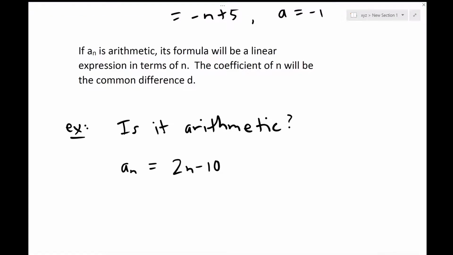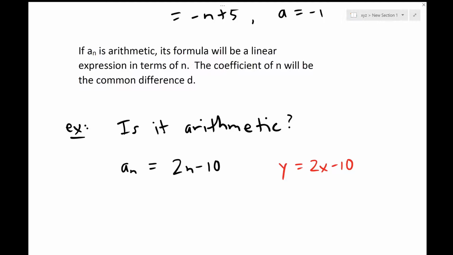So in order to recognize whether or not it's linear, you can think of this in terms of ordinary x, y notation. Just thinking of the a sub n as y and replacing the n with x, we could also think of this equation as y equals 2x minus 10. And so you really just want to ask yourself, is that a linear equation?